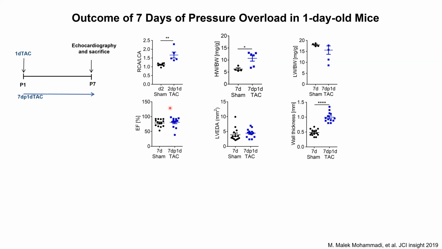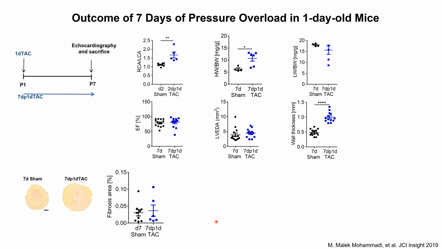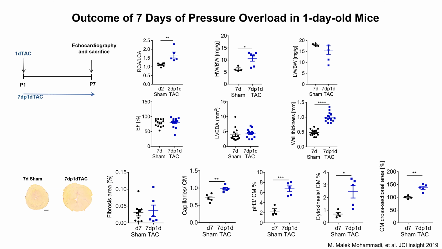As confirmed by echocardiography, 7 days of pressure overload in 1-day-old mice did not change the cardiac function or left ventricular end-diastolic area, but it increased wall thickness. To further assess if pressure overload can induce fibrosis, I stained the hearts with Sirius red, and I saw that 7 days of pressure overload in 1-day-old mice does not induce fibrosis in the heart. But further staining showed that this pressure induces angiogenesis as well as cardiomyocyte proliferation, and to some degree also cardiomyocyte cross-sectional area.